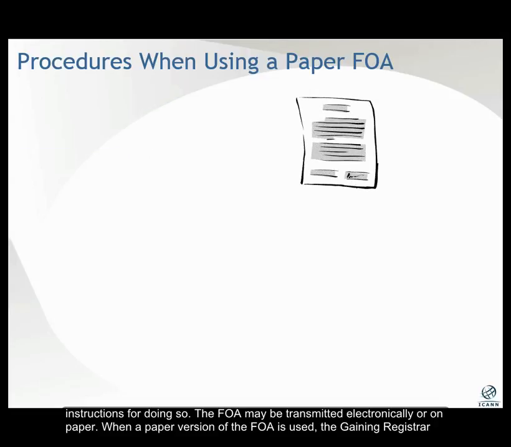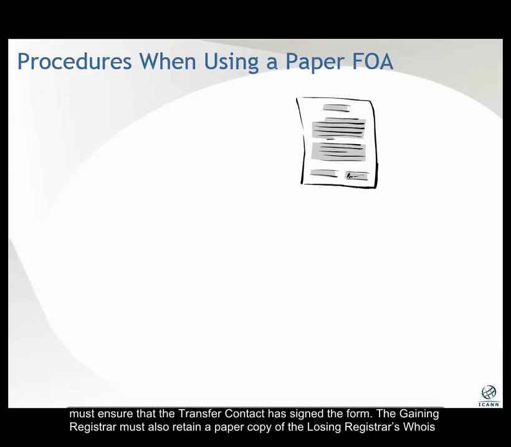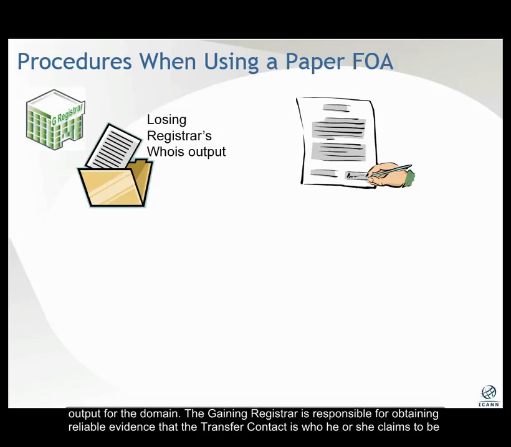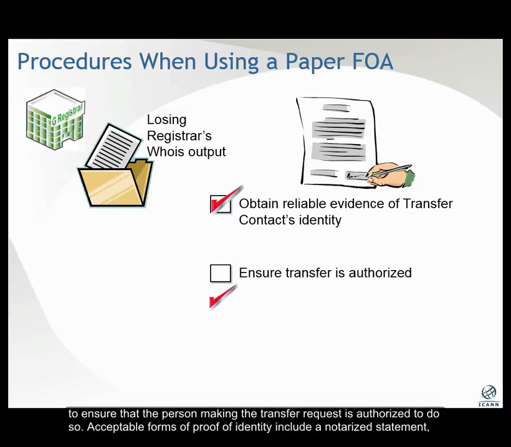When a paper version of the FOA is used, the gaining registrar must ensure that the transfer contact has signed the form. The gaining registrar must also retain a paper copy of the losing registrar's WHOIS output for the domain. The gaining registrar is responsible for obtaining reliable evidence that the transfer contact is who he or she claims to be to ensure that the person making the transfer request is authorized to do so.